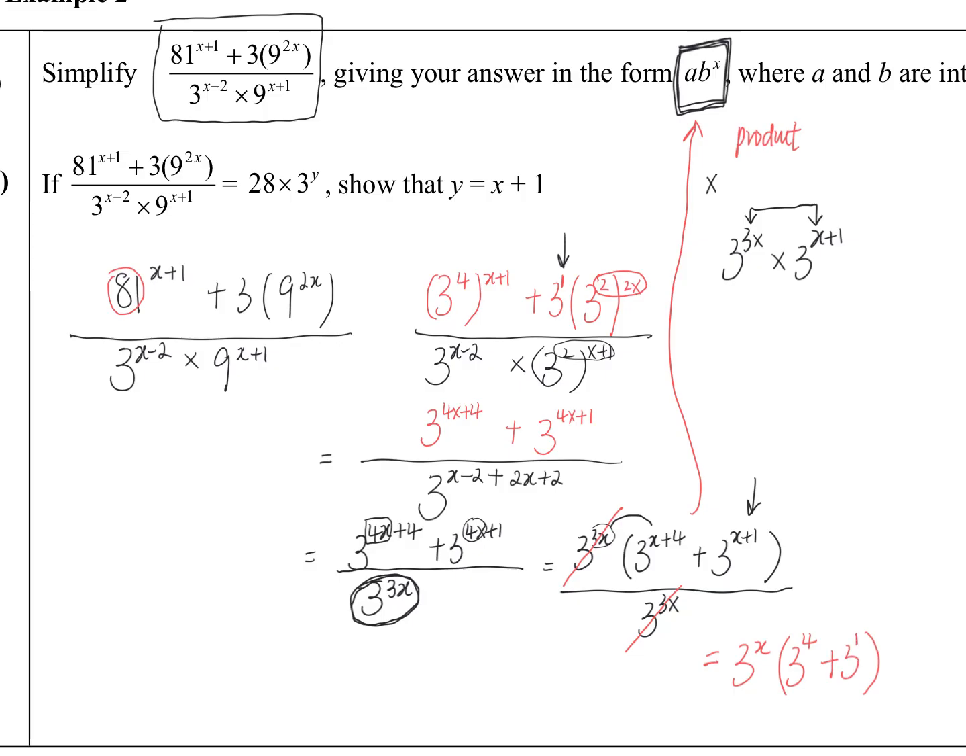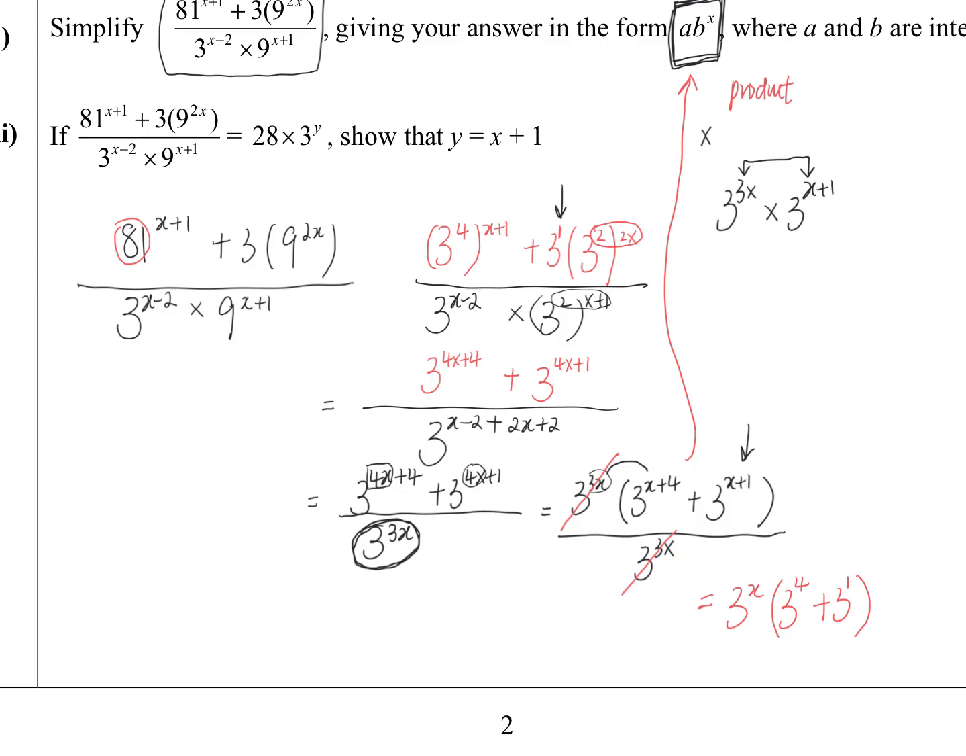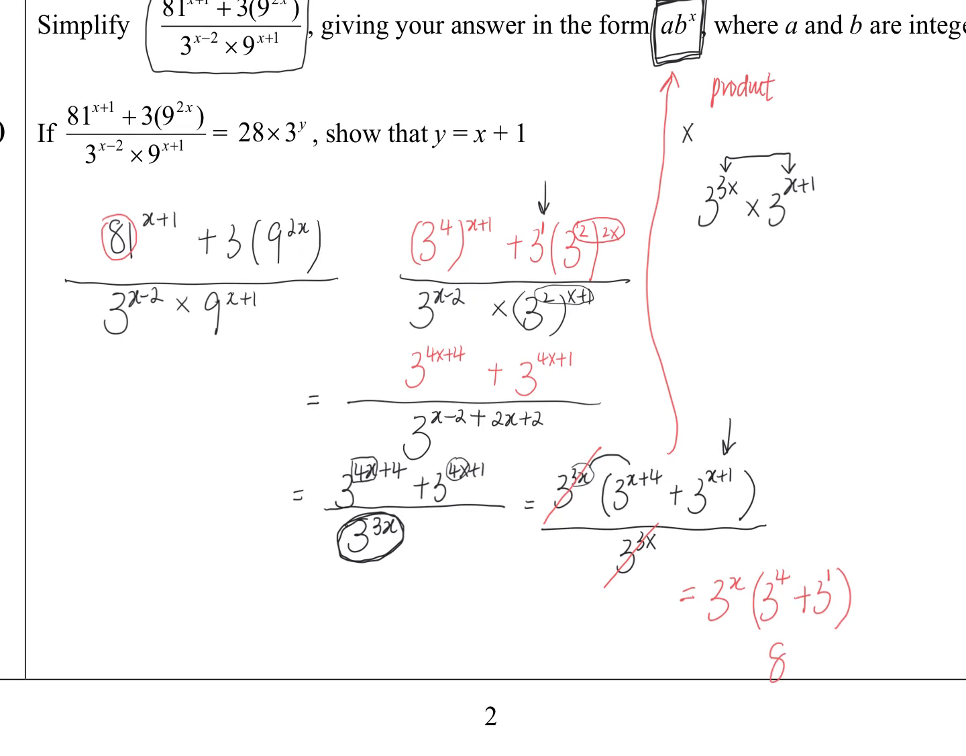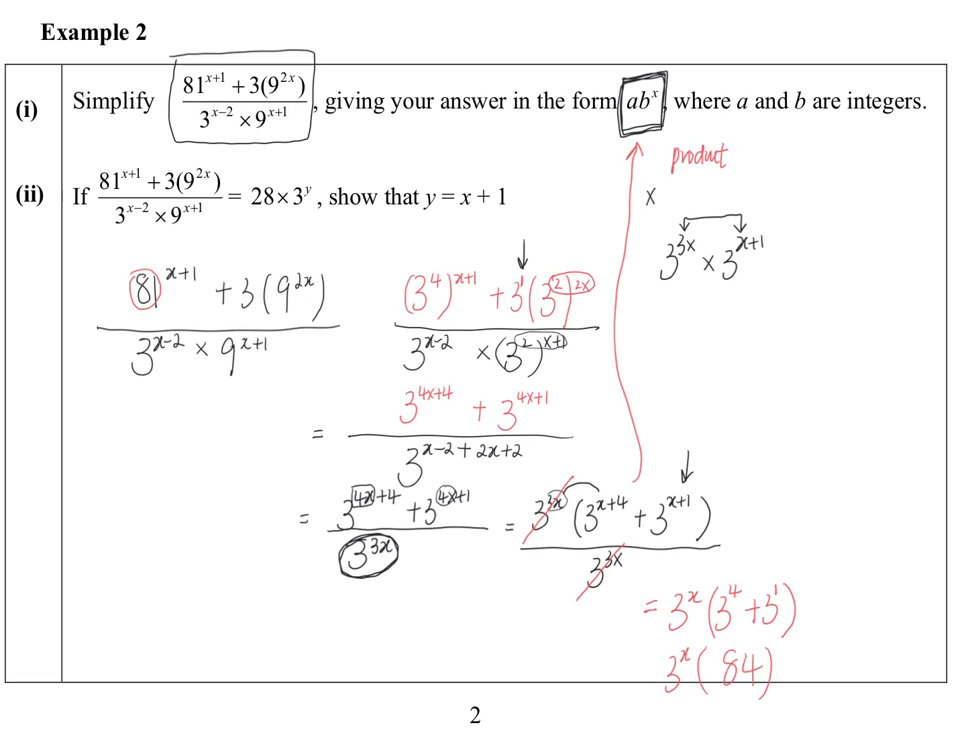Okay, so in the end, it will end up as another number. So 3 to the power 4 is 81 plus 3, so 84. And then I have a 3x. So can you see that it's exactly this form? My b is 3, my a is 84. So it is still indices law, but they challenge you to factorize, they challenge you to play around with the rules a bit deeper.